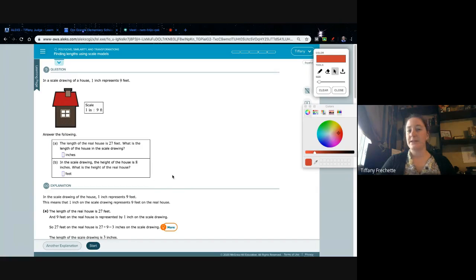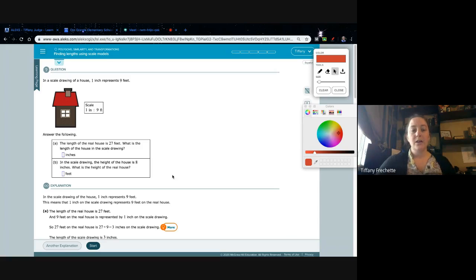Finding lengths using scale models. So we've done a couple of videos this week about ratios and proportions. If you haven't watched those or you're unsure how to complete a proportion, go back and watch those, because it will explain a little more. I'll probably explain quite a bit in this one too.